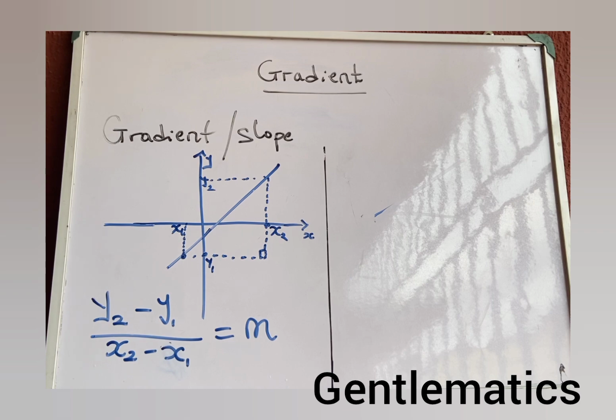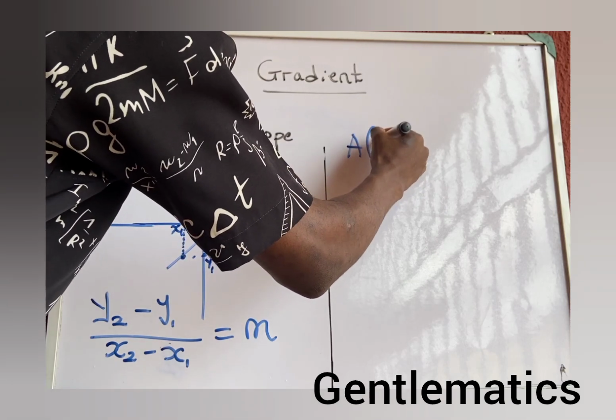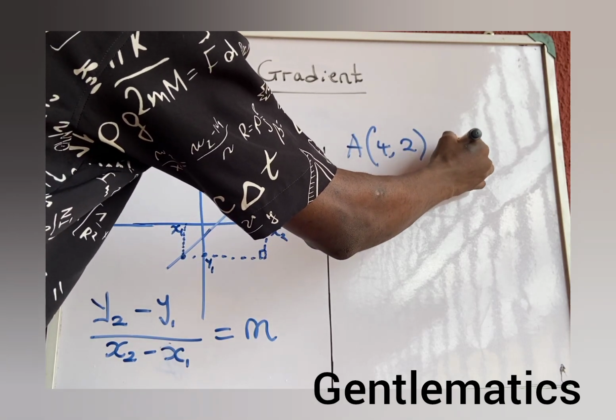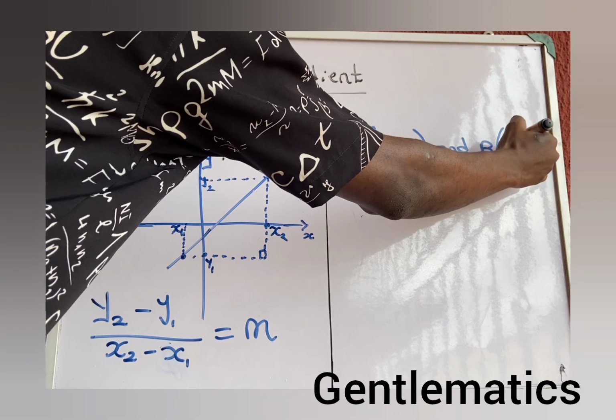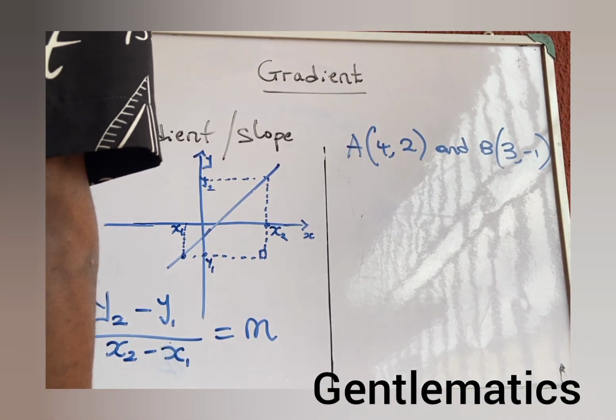In our next class, we'll be looking at how to solve problems on slope. You might be asked to find the slope of the given line. Let's say A is 4, 2 and B is 3, minus 1. You can be asked to find the slope of the line passing through these points.